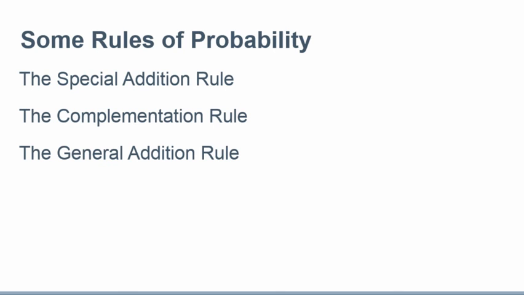Recapping, some rules of probability. The special addition rule says that if 2 events are mutually exclusive, I can just add the probability of A to the probability of B. The complementation rule says that if I have the probability of not A, I can find that by using 1 minus the probability of A. The general addition rule tells us if we're looking for the probability of A or B and they are not mutually exclusive, we have to take the probability of A, add to that the probability of B, but subtract the probability of A and B to get rid of overlap.